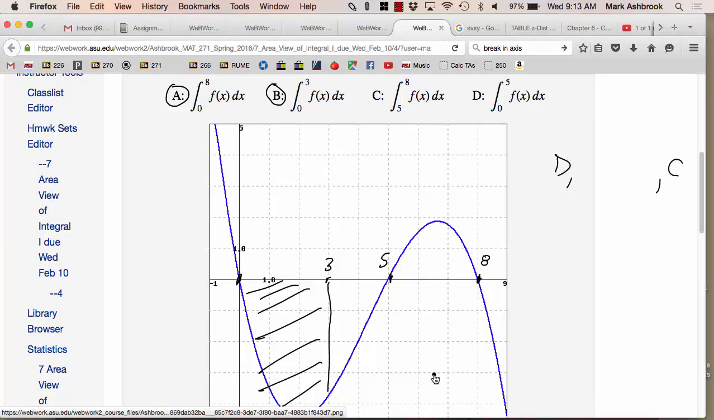All right, 0 to 8 would have this much more negative contribution, but then it would have all this positive contribution here. So the question is, which one's greater? What is more area, the blue or the red? What's more area, the blue or the red?